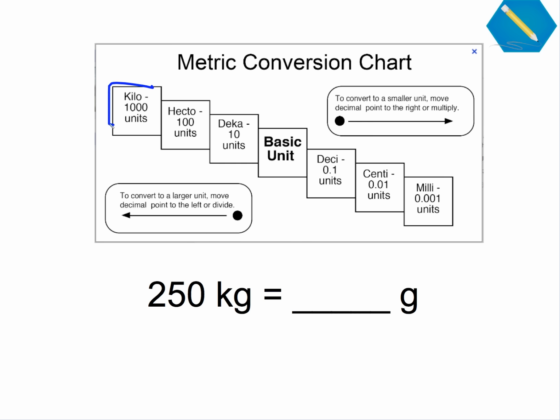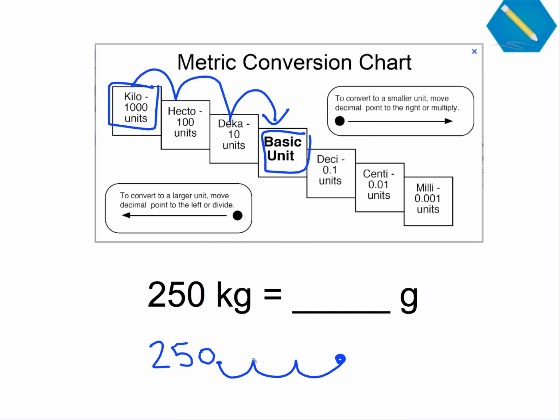So we're starting at kilo and we're going to our basic unit because grams is one of our basic units, and we're moving 1, 2, 3 to the right. So we're taking 250, remember I don't see the decimal, so it's at the end, and we are moving it 3 spaces to the right, 1, 2, 3, which would be here. So that would be 250,000 grams. Or, since we moved 3 spaces to the right, you could multiply by 1,000 because 1,000 has 3 zeros, and again you would get 250,000 grams.